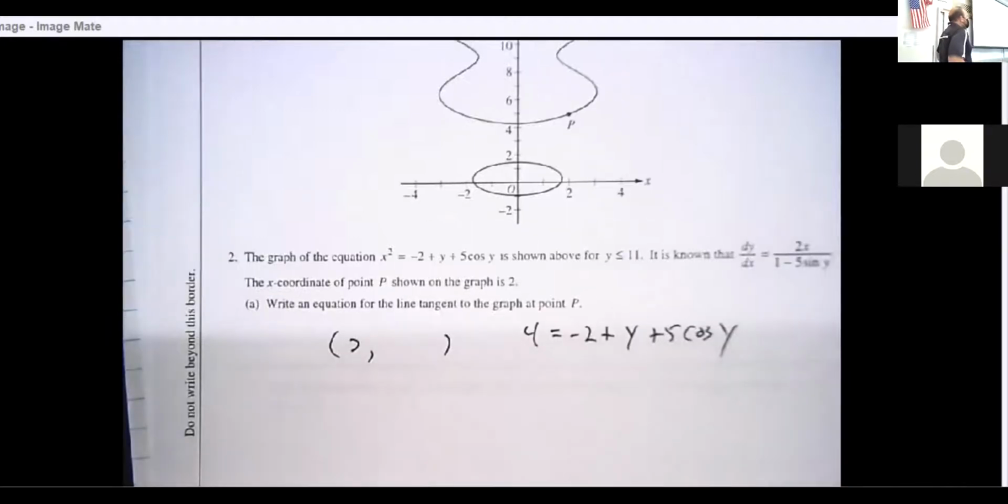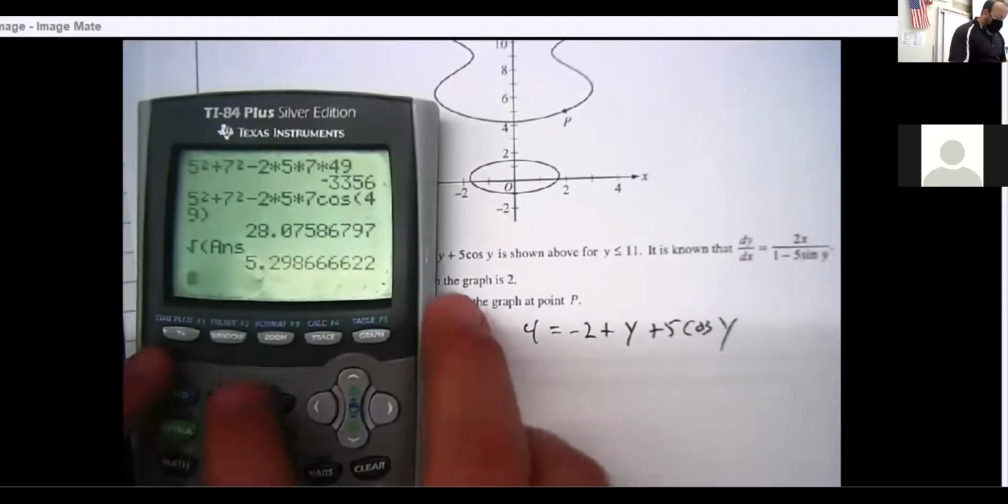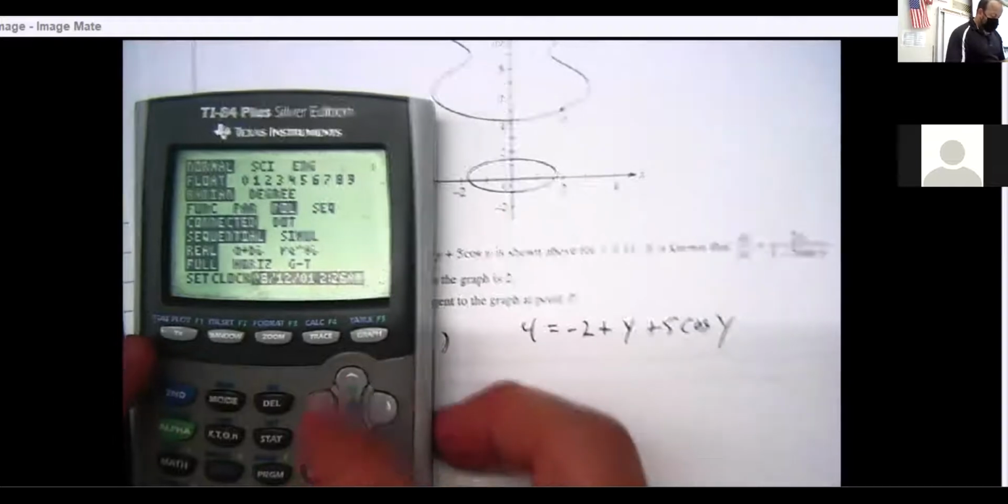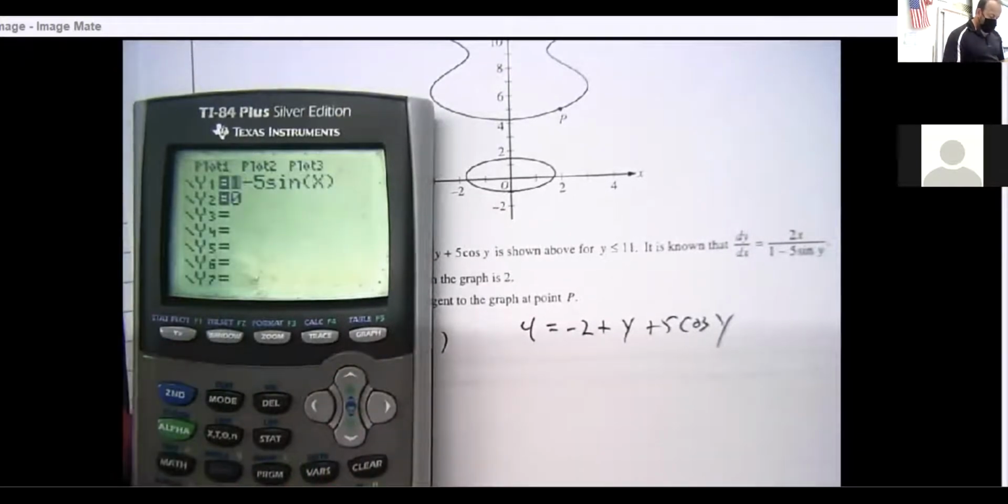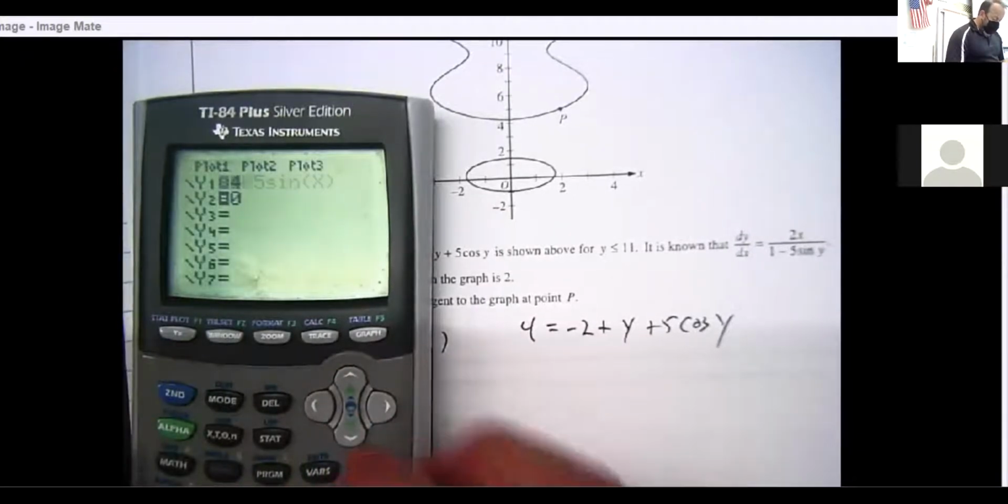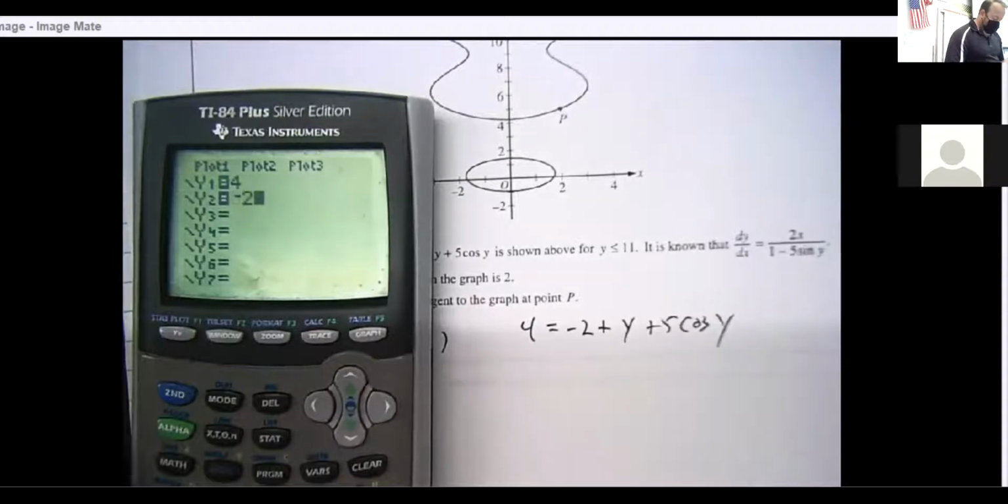Now, again, some of you are like, I don't know how to solve that. How do I solve it? No, honestly, how do you solve that? Put it in your calculator. That's all we had to do. I had to just come into here. Let me fix my machine because the other class is doing something weird. We're just going to write 4 as one of them. We're going to write -2 plus x plus 5 cosine x.